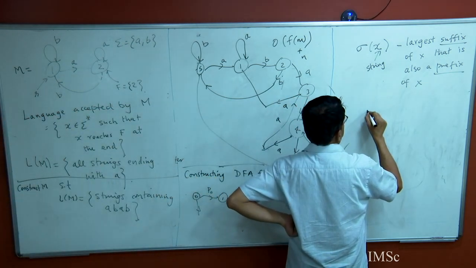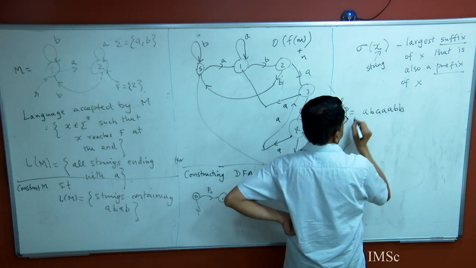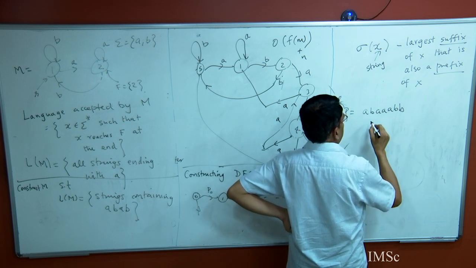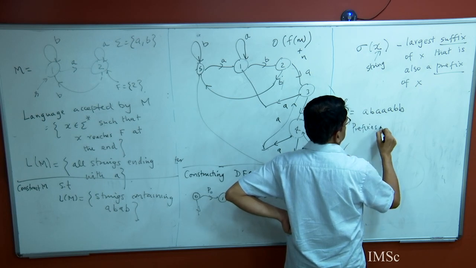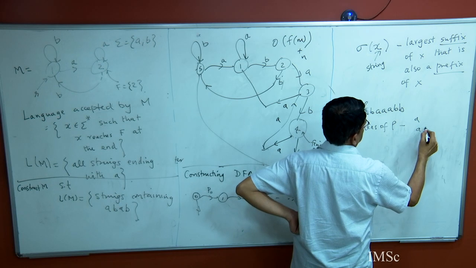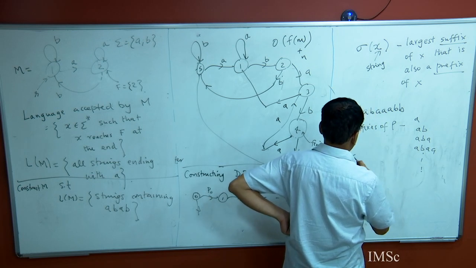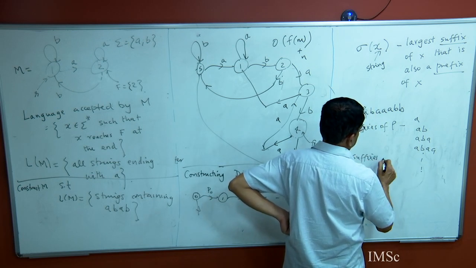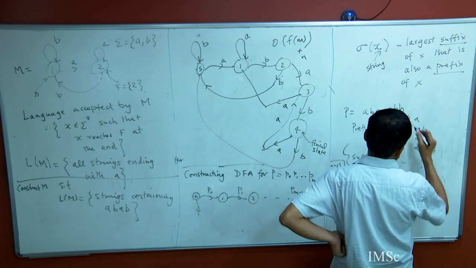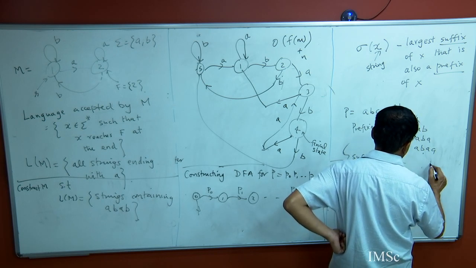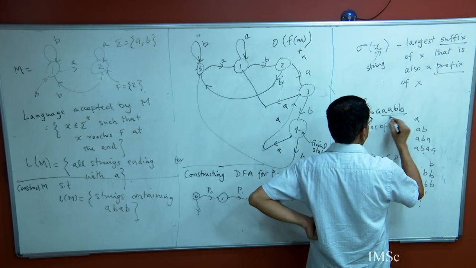So, if this is my string, then A is a prefix, AB is a prefix, ABA is a prefix, ABAA is a prefix, and so on. And suffixes would be starting at the end. So B is a suffix, BB is a suffix, ABB is a suffix, and so on.